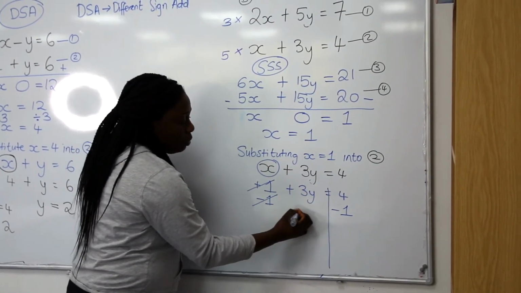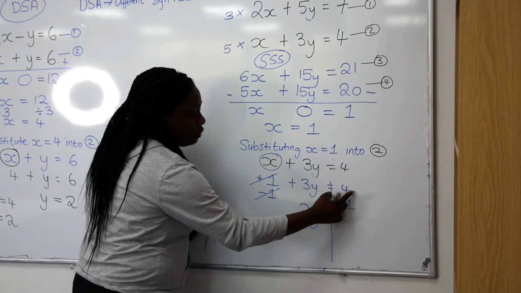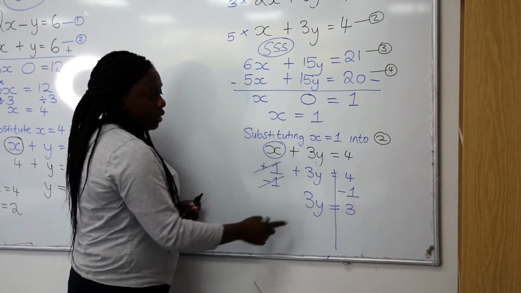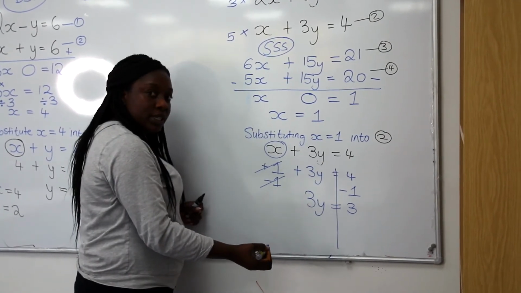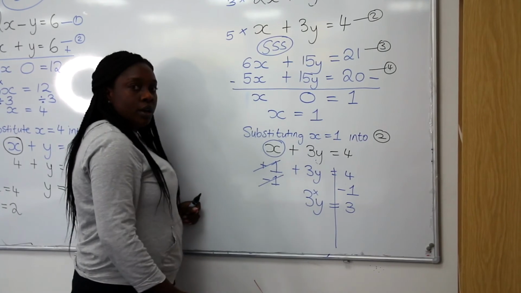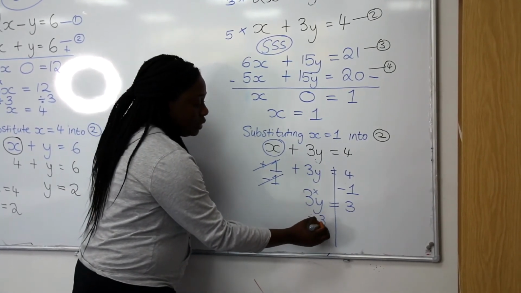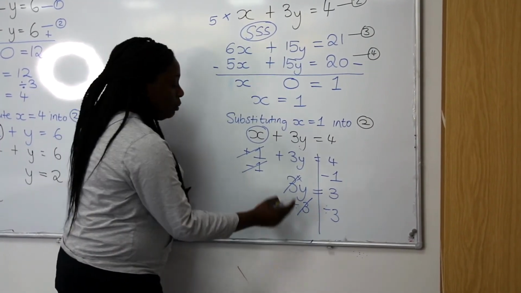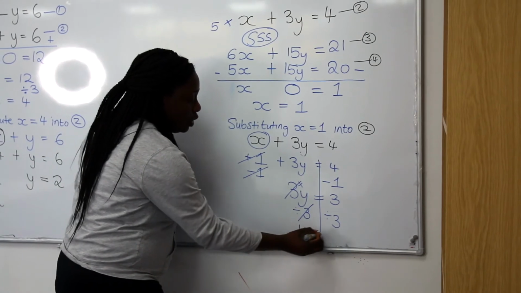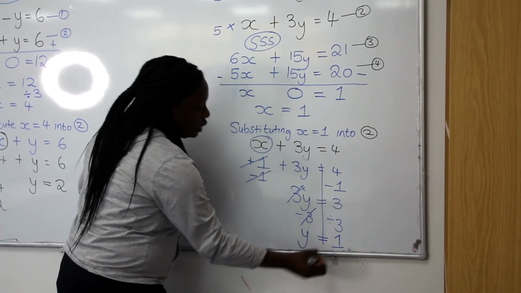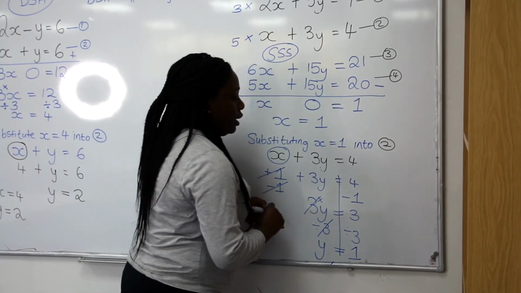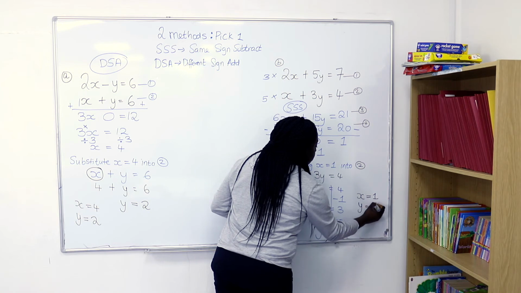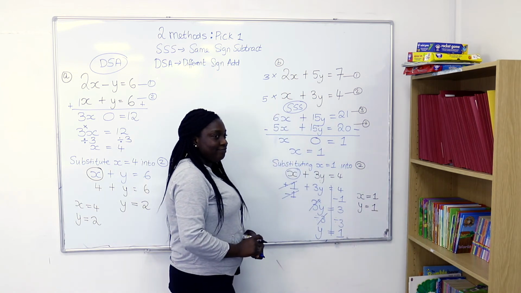We're now left with a kissing couple 3y. And on this side we have 4 take away 1. 4 take away 1 is 3. 3 and y are kissing. Remember what we said kissing means? Times. Opposite of times is divide. So we divide both sides by 3. This 3 cancels this 3 out, because 3 divided by 3 is a 1. And y equal 1. So our final answers are x is 1 and y is 1.